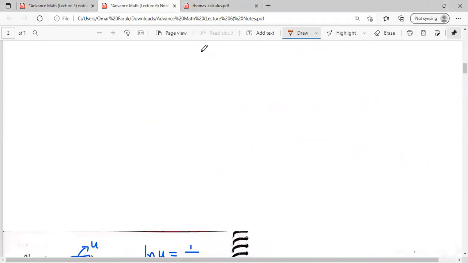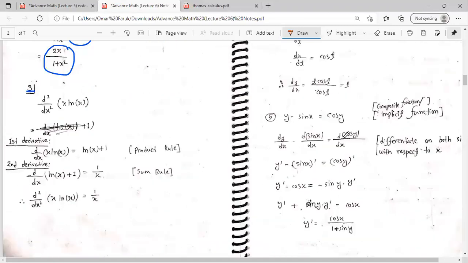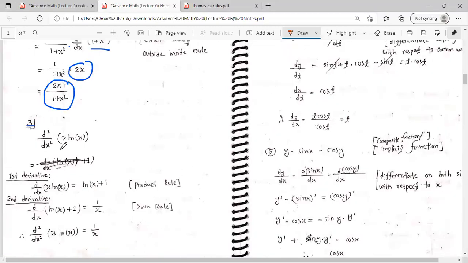Okay, so let's skip this. So number 3. So we have here the second derivative and third derivative. Okay. You can see here d square y by dx square and dx square. That means it is second derivative and this is second derivative. That means y double derivative.